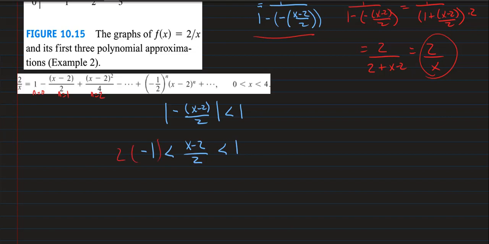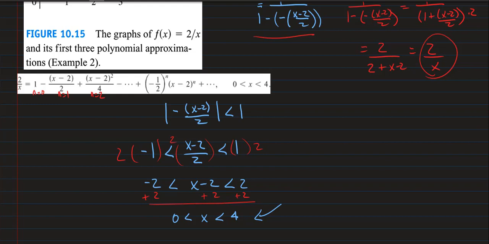parts by 2. And negative 1 times 2 is negative 2 is less than x minus 2 is less than 2. And then to get the x by itself in the middle, I'm going to add 2 to all three parts. What you do to one part, you have to do to the other. And that's going to give us 0 is less than x is less than 4. So we would call this the interval of convergence for our series.